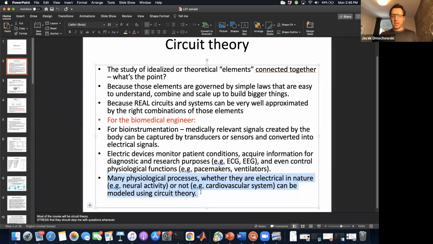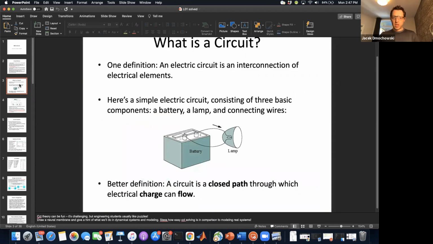You can think of circuit theory as an input-output system, and the nature of that input-output relationship is governed by the architecture of the circuit, right? So circuit theory is used for more than just modeling and measurement of circuits.